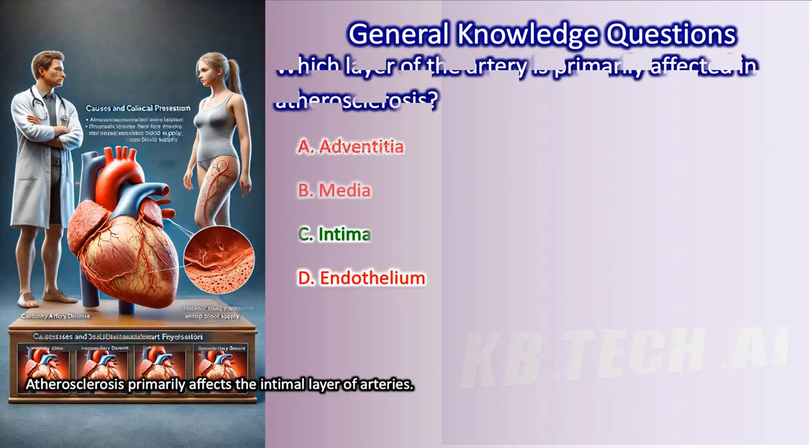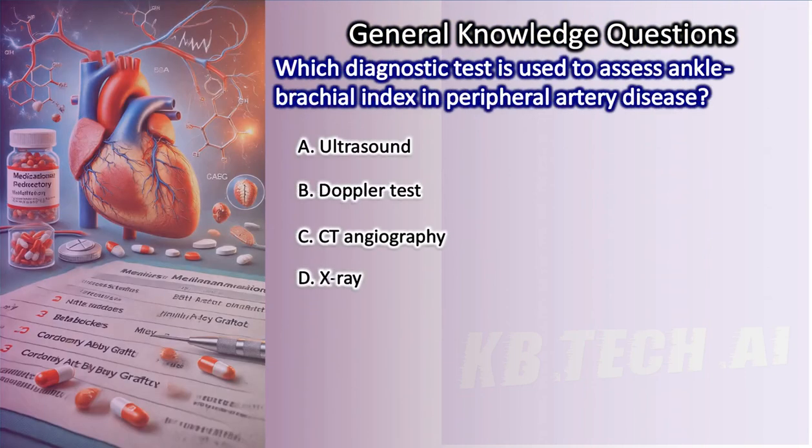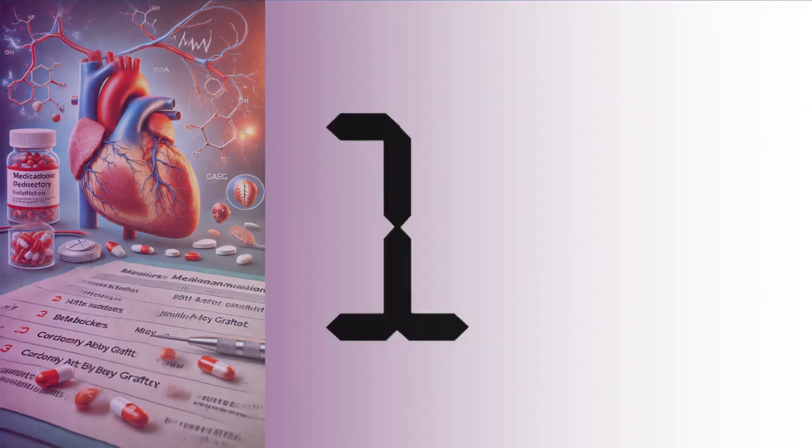The answer is Option 3. Intima. Which diagnostic test is used to assess ankle brachial index in peripheral artery disease? Option 1. Ultrasound. Option 2. Doppler test. Option 3. CT angiography. Option 4. X-ray.